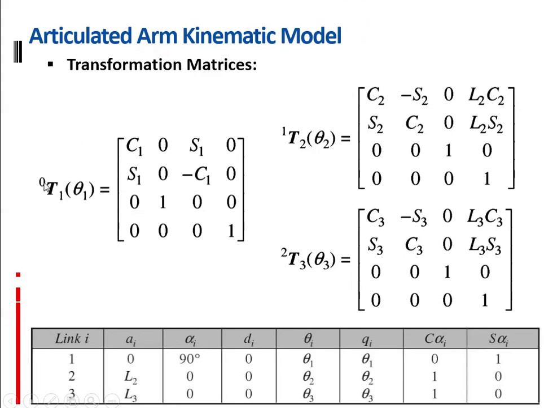The transformation matrix 0 to 1 contains only theta1, 1 to 2 contains only theta2, and 2 to 3 contains only theta3. So theta1, theta2, theta3 are my joint variables, the variables in our present case, and that is what we want to know. L1, L2, L3 are the link lengths, and theta1, theta2, theta3 are the joint variables. C1 means cosine of theta1, S1 means sine of theta1, and so on. L2 is the length of link 2, L3 the length of link 3, like this.